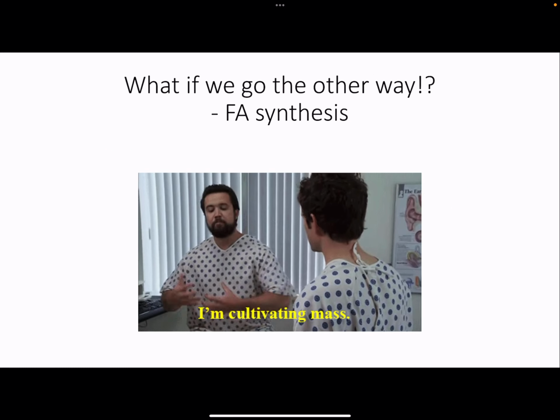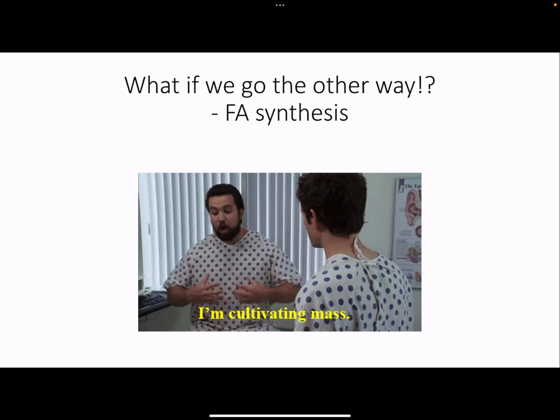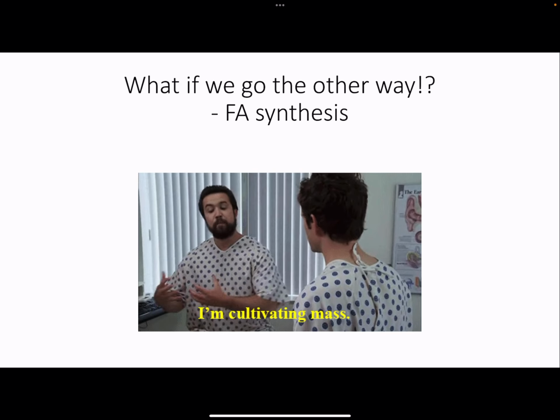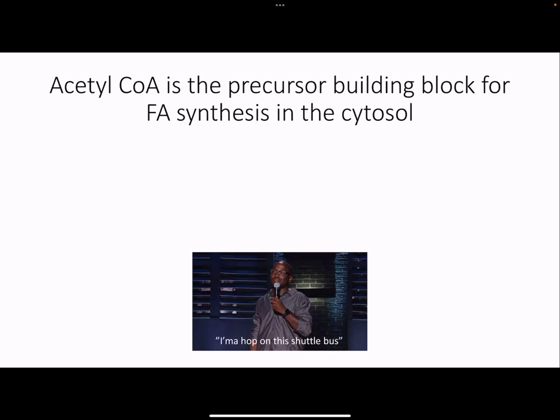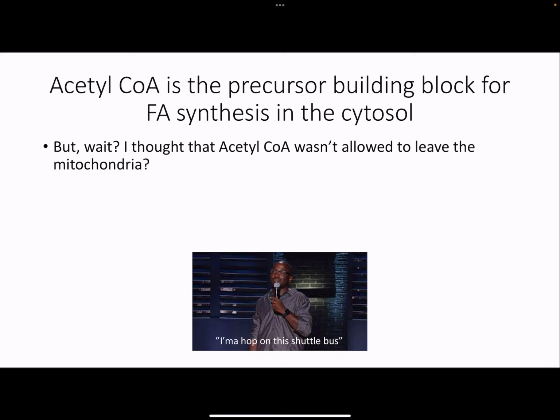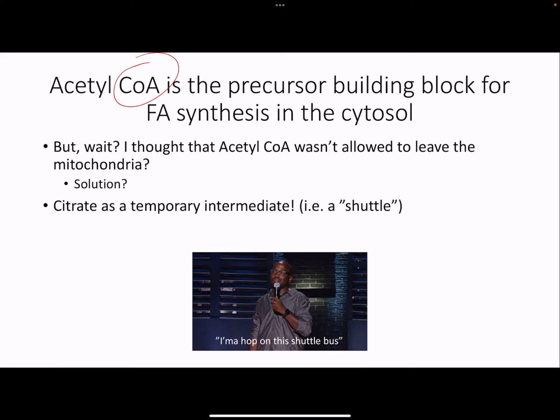Okay, well, that's all she wrote for breaking down fats, but what about the other side of the coin? What about building up fats? So acetyl-CoA is the precursor here, and fatty acid synthesis is going to take place in the cytosol. And this seems weird, right? Because wasn't our whole point that CoA is not ever allowed through the membrane? So how does that work? We have another shuttle, we just have another shuttle.